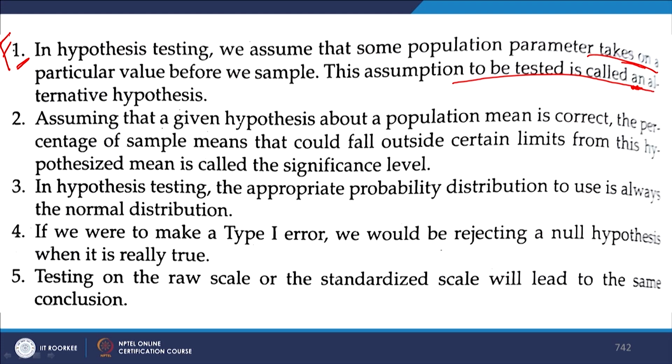Let us move on to question number 2. Assuming that a given hypothesis about a population mean is correct, the percentage of sample means that could fall outside certain limits from this hypothesized mean is called the significance level. Is this correct?